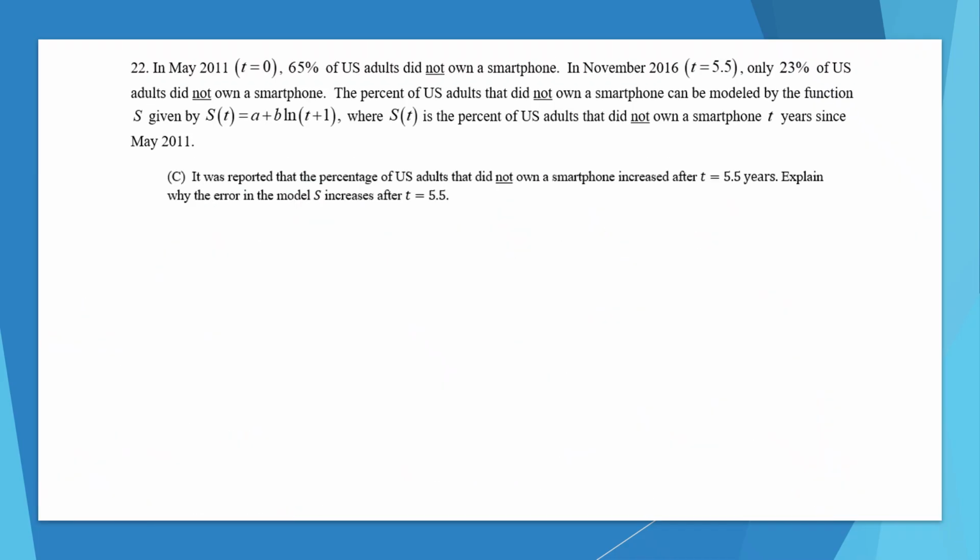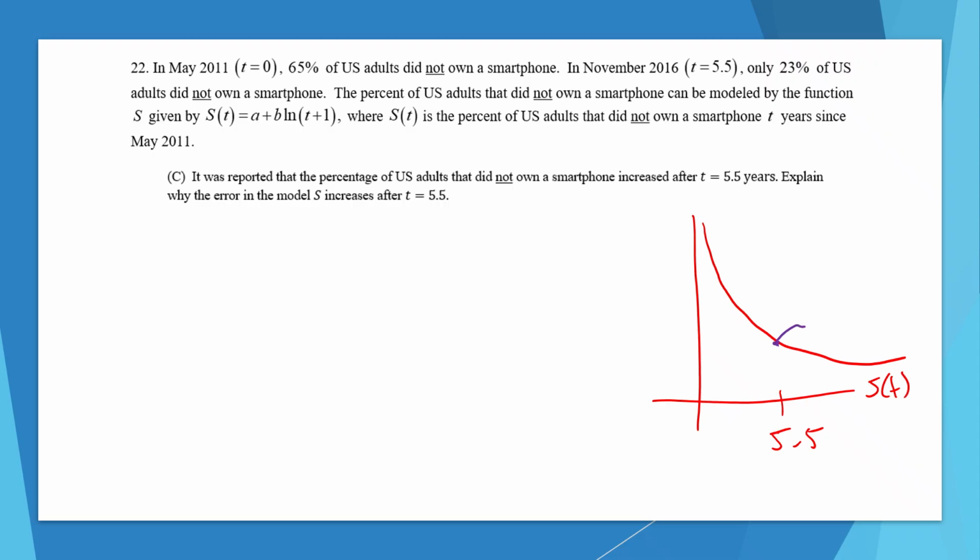Right, part 3, it was reported that the percentage of US adults that did not own a smartphone actually increased after 5.5 years. So here, let's say this is 5.5, and so this is our S of t. However, we are given that at 5.5, the percentage of US adults, no matter what happened, just increased. It kept going up. And so explain why the error in the model increases after 5.5.